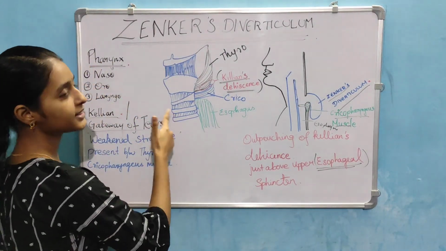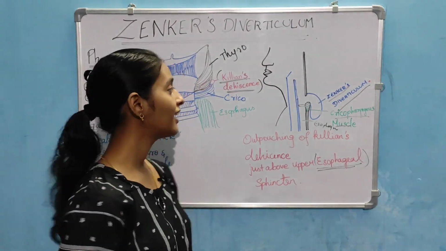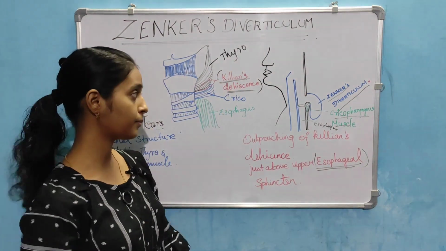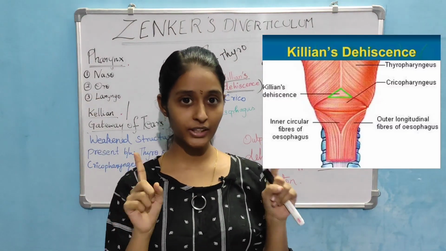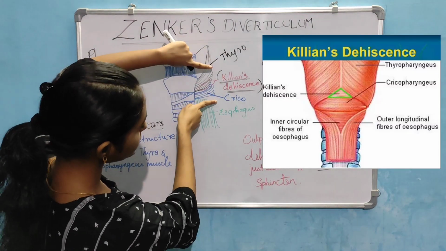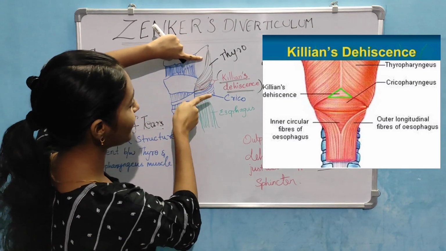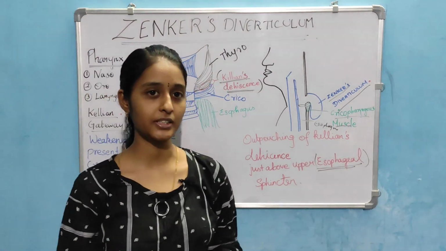Here is the larynx, and behind that there are two muscles: the thyropharyngeal muscle and the cricopharyngeus muscle. Where is Killian's dehiscence? It is between these two muscles. The upper one is the thyropharyngeus and the lower is the cricopharyngeus. In between them, Killian's dehiscence is present.